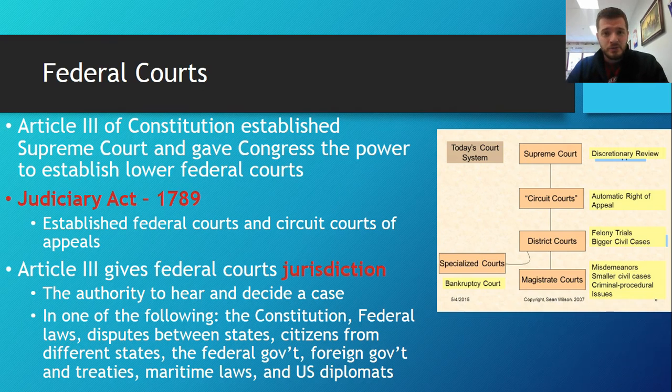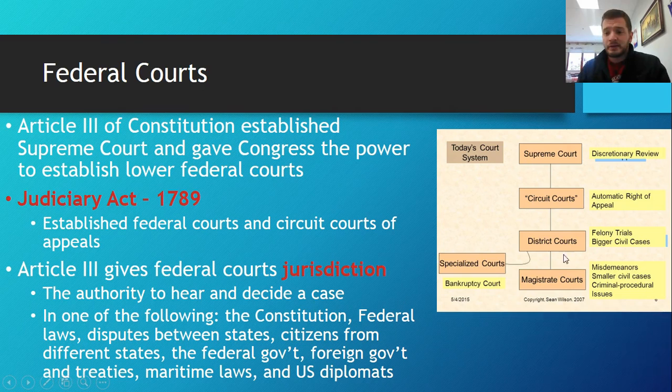Again, that is the only court established in the Constitution. Congress has the power to establish the lower federal courts, and that's exactly what they did. In the Judiciary Act of 1789, they established the federal courts and the circuit courts of appeals. Not every state has an appeals court. The appeals courts are on a circuit, so you would have to go to a certain area in order to appeal your case. I have a map of that later.